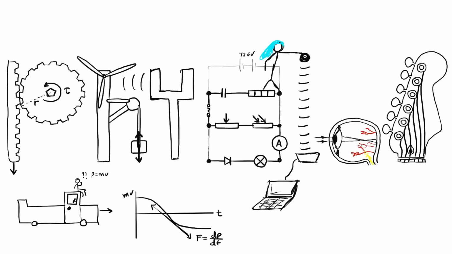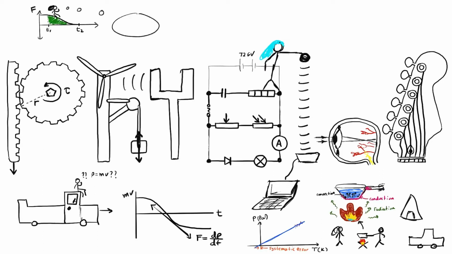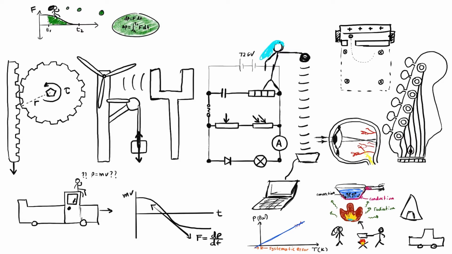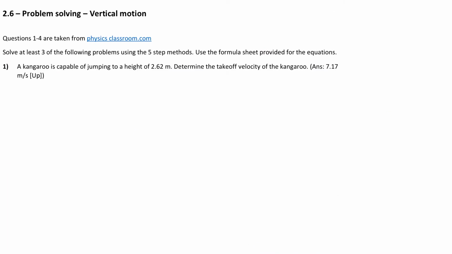In this video, we are going to look at some practice questions on the 5 equations of motion which are derived for uniform acceleration, focusing on problems in the vertical direction. Note that the first 4 questions in this video are taken from physicsclassroom.com, and let's just get right into it.